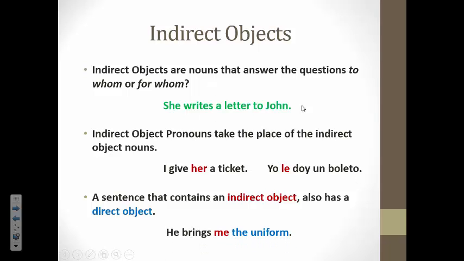And as I was hinting about with the green sentence here, a sentence that contains an indirect object also will have a direct object. Okay, so he brings me the uniform. What does he bring? The uniform. So there's your direct object. Who does he bring the uniform to? He brings it to me. Okay, so me is the indirect object.